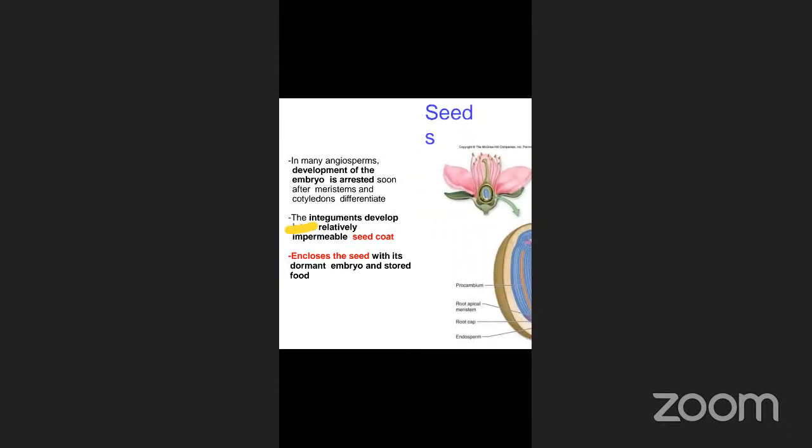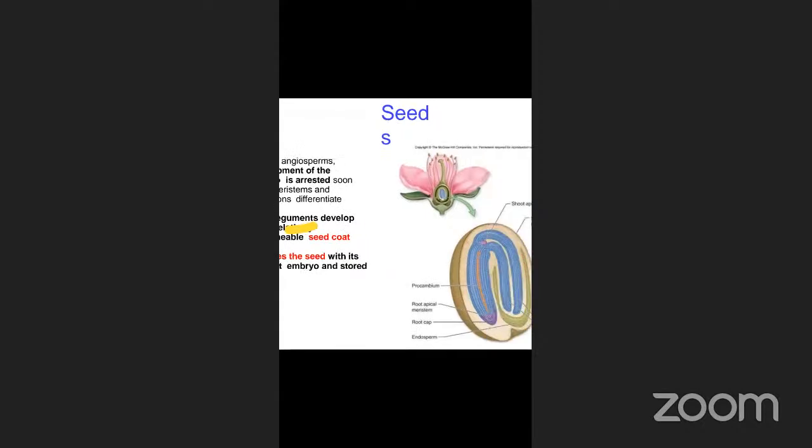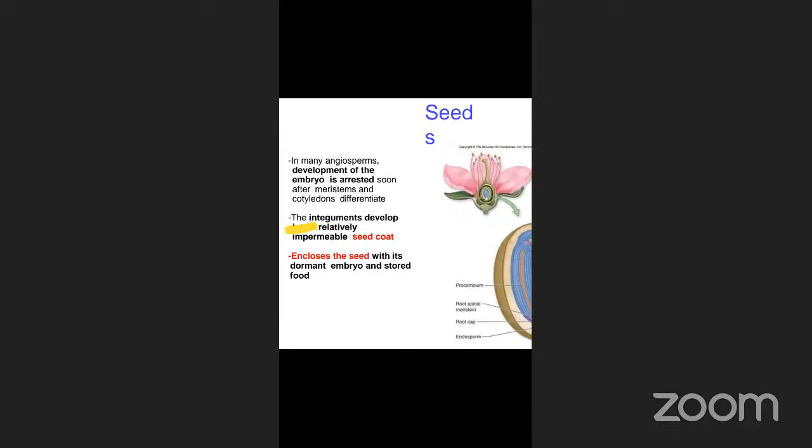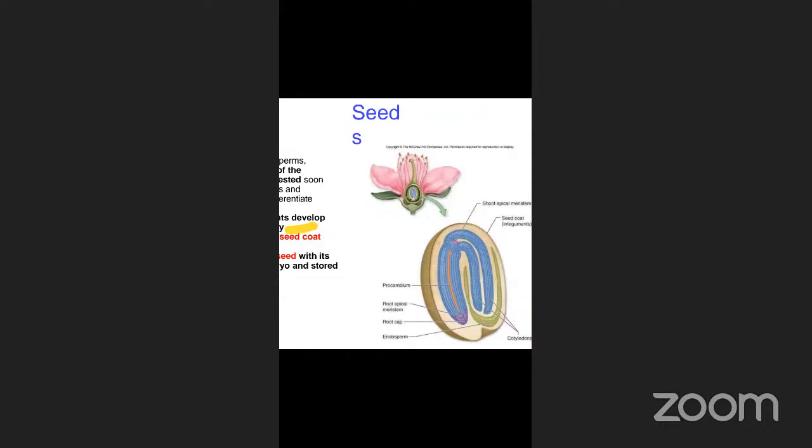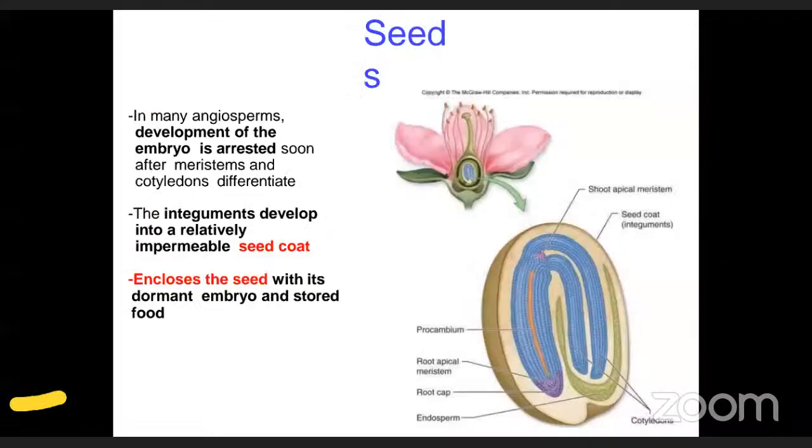Finally, after forming the embryo, it develops into a seed. The development of the embryo is arrested soon after the meristem and cotyledons are differentiated. The integuments develop into seed coats, which enclose the seed with its dormant embryo and stored food. This is the seed coat: the integument is converted into the seed coat, with the embryo centrally located. This is the formation of the embryo, the fifth chapter.